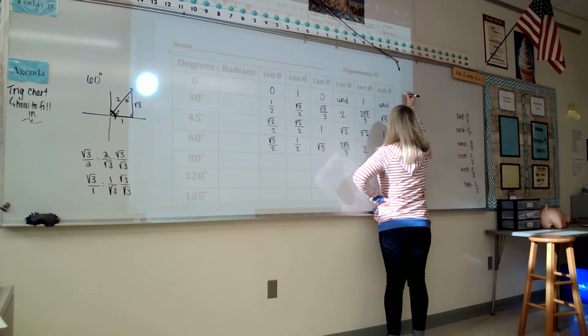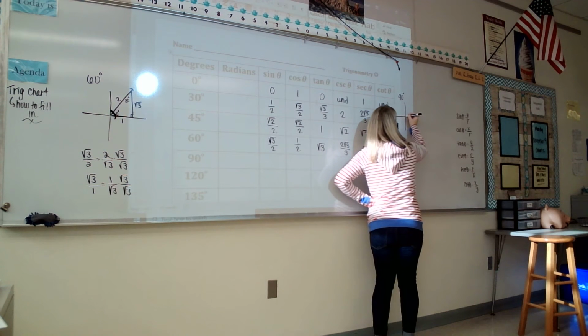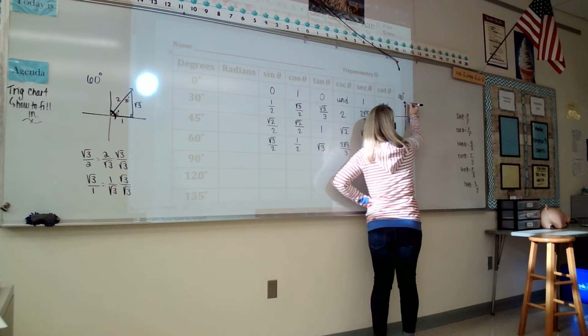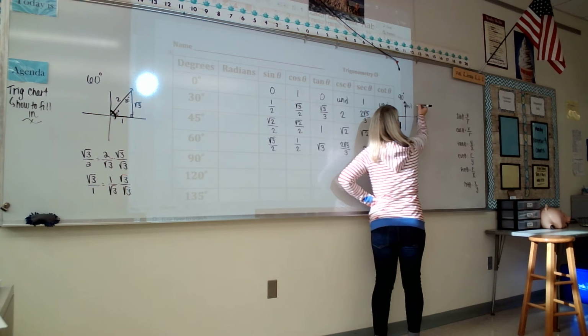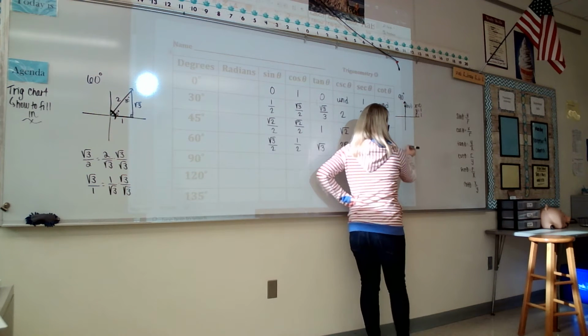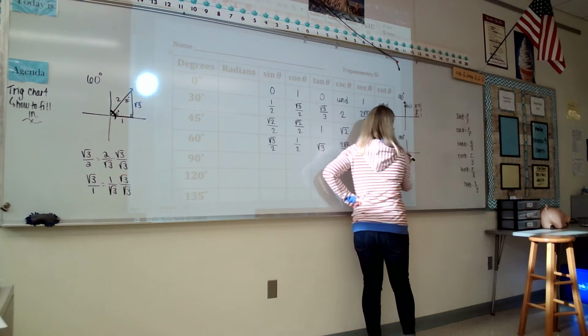So for 90, just think about where 90 is, it's right here. So pick a point, we're going to pick the point 0, 1. So x is 0, y is 1, r is always going to be 1. For 180, that's over here.